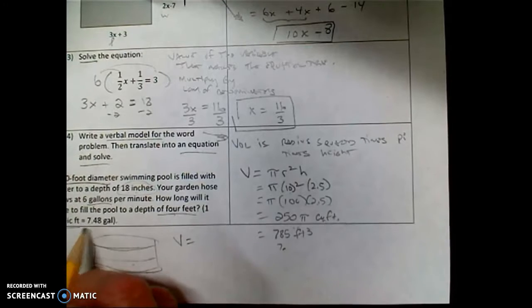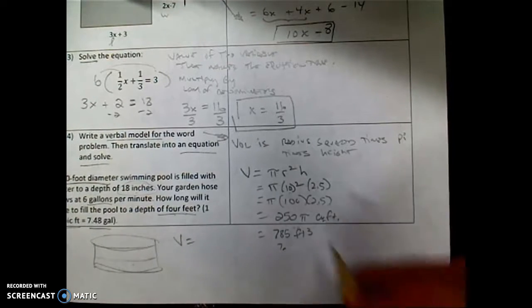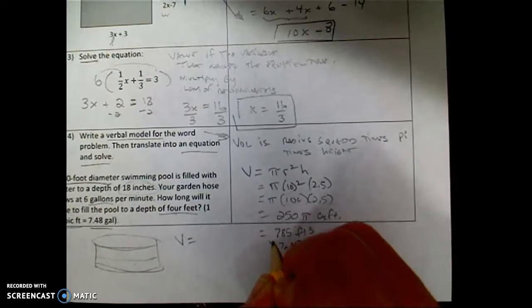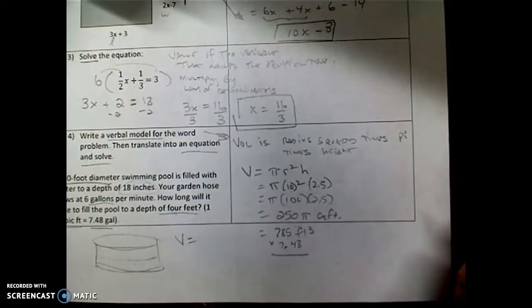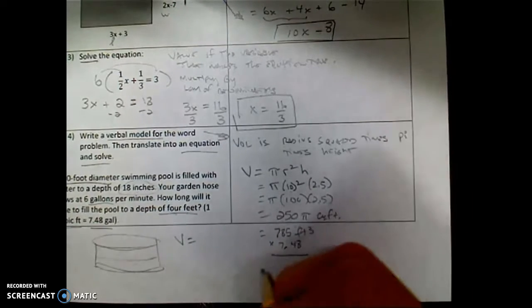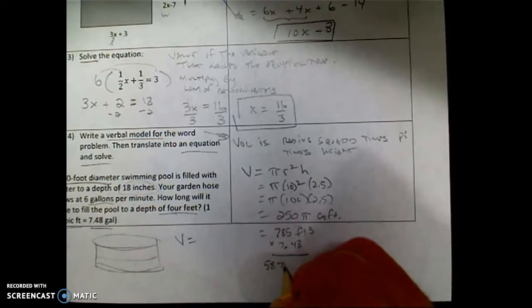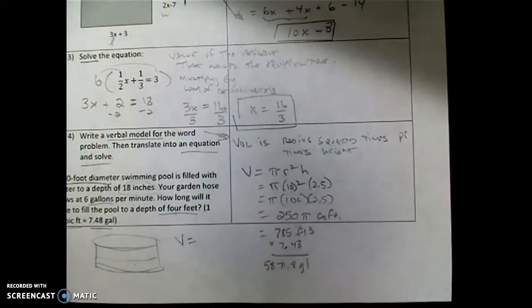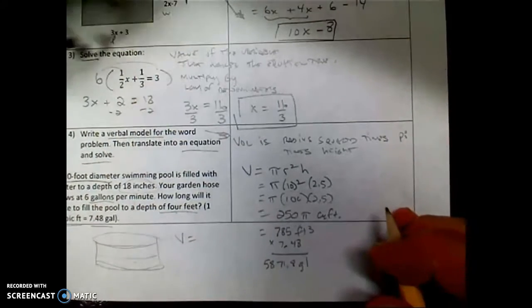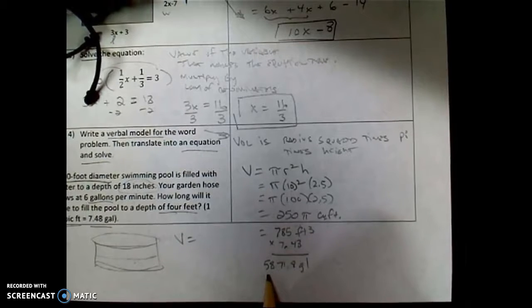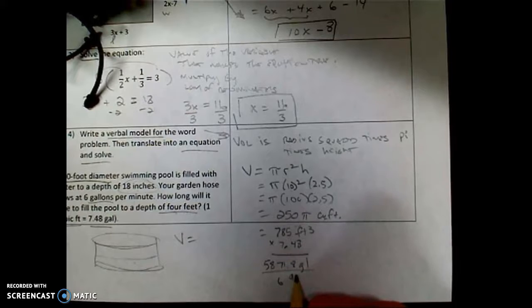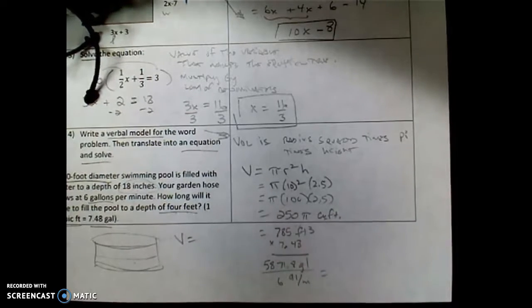My conversion says that every cubic foot is 7.48 gallons. So I need to multiply. So I have 5,871.8 gallons. All right, so that's a start. I know I need to fill 5,871.8 gallons. And this can happen at 6 gallons a minute. So let's divide that.